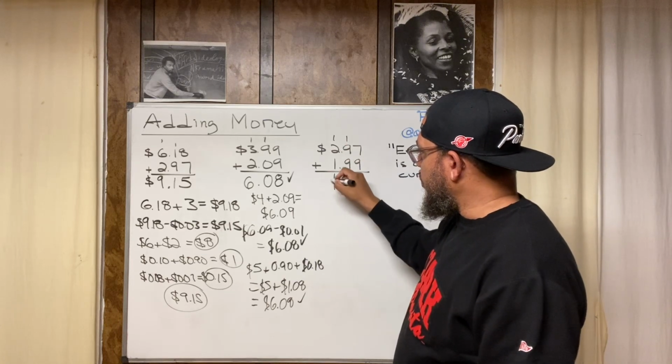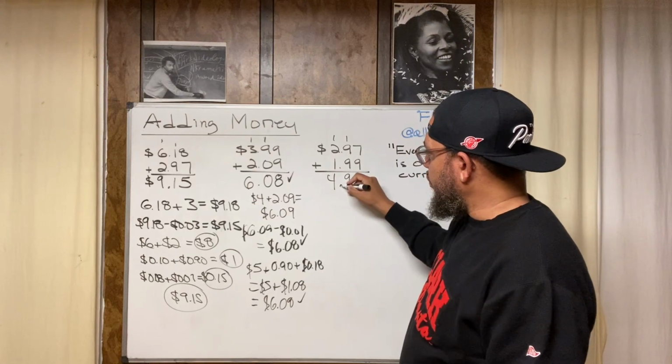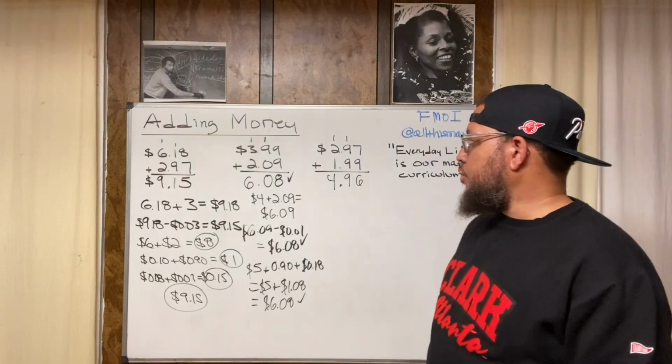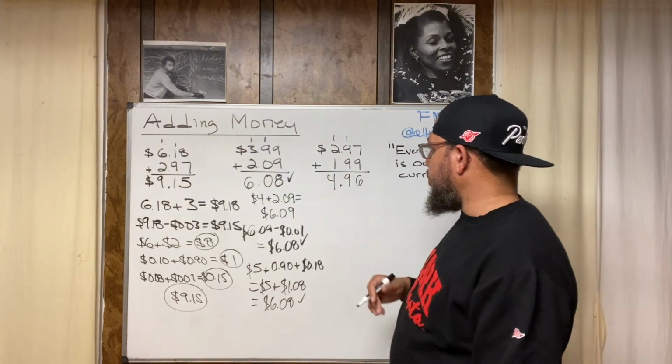3 plus 1 is 4. Bring down your decimal point. Don't forget your decimal point. See, they lined up nice and neat. So that's $4.96, right?